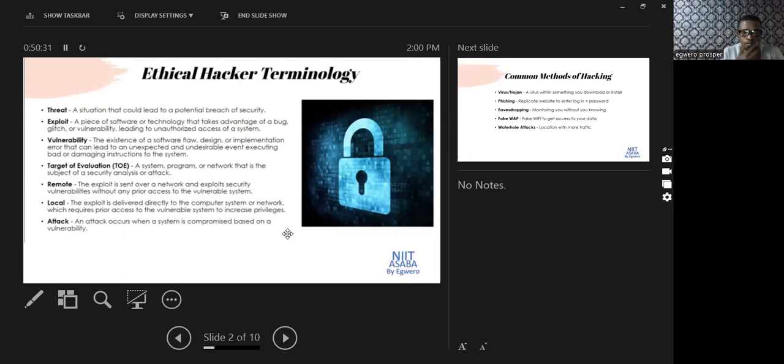Local. What do you mean by local? The exploit is delivered directly to the computer system or network, which requires prior access to the vulnerable system to increase privileges. An attack occurs when a system is compromised based on a vulnerability.